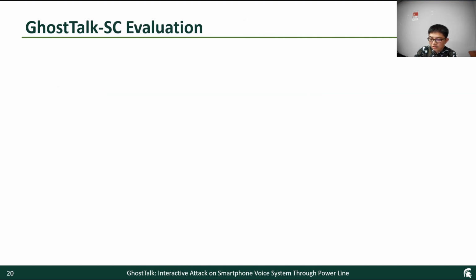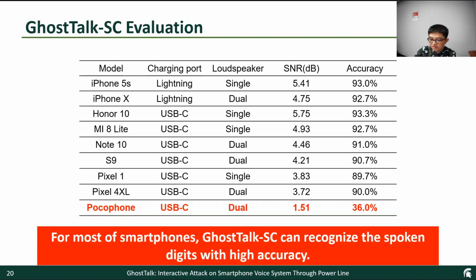Next, we evaluate GhostTalk SC attack performance. We launch the attack on the same smartphones as GhostTalk. For most smartphones, the recognition accuracy is high. The only exception is the Poco phone. One possible reason is that its power consumption from other firmware is too high, and we cannot extract a clear audio signal from it.